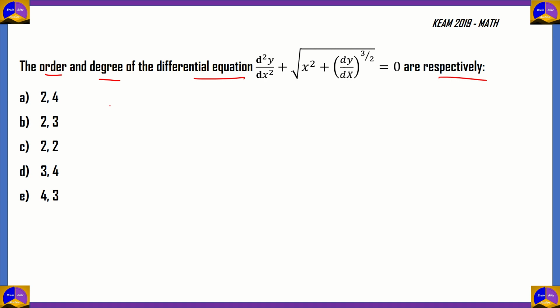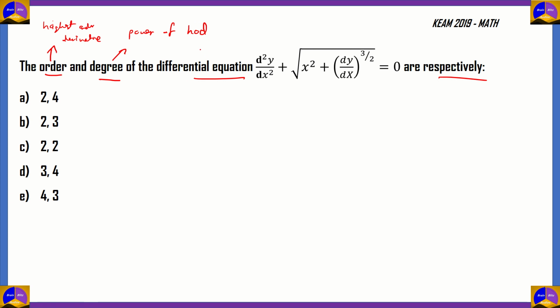Well, let's look at order and degree and find out what they are. The order is basically classified as the highest order derivative in a differential equation. In this particular scenario, that is 2. Since we have a d squared y by dx squared, that's a second order derivative, which means that the order would be 2. Now, degree is basically the power of the highest order derivative.